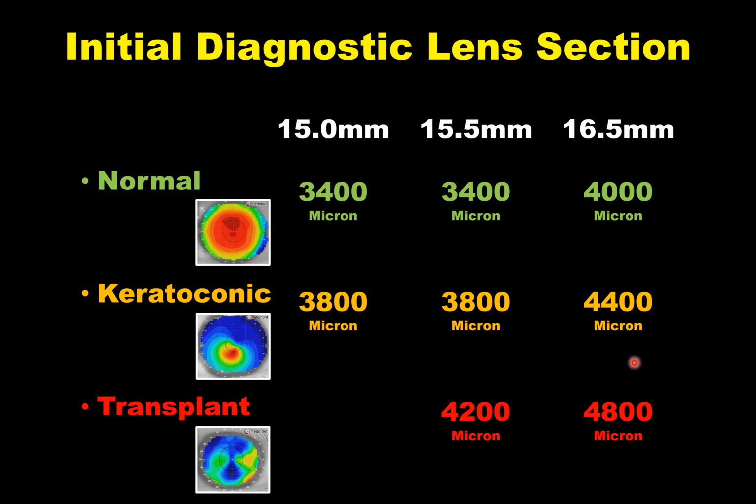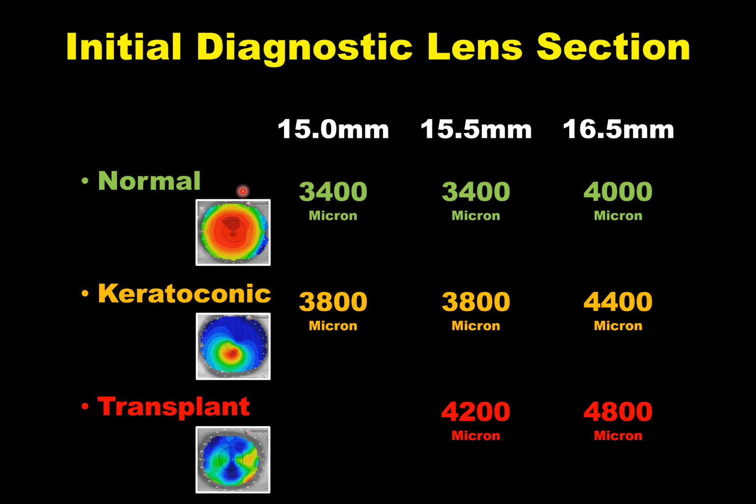Now, the toughest patients to choose an initial diagnostic lens are the transplants, because as you know, they come in so many different heights. They come in symmetric, they come in tilted, they come in asymmetric. So for the transplants, it's always safest to go with the largest depth and a higher depth to begin with. But as you can tell, this is a very simple process.